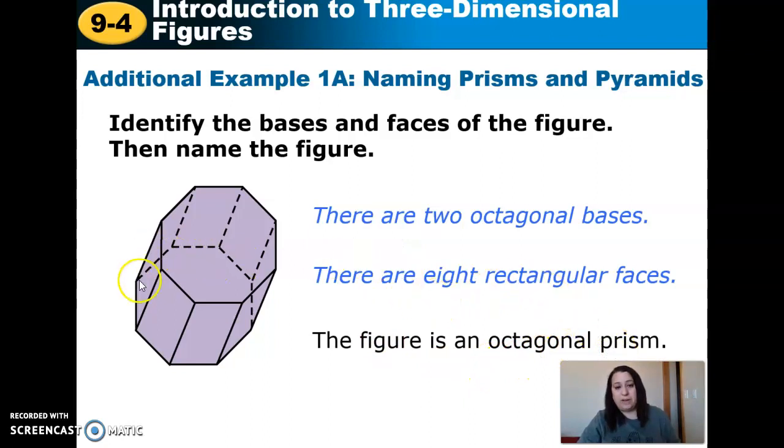And note, if you have 8 sides in your base, guess how many faces you're going to have? 8. Okay, so we have 8 rectangular faces. That creates an octagonal prism.